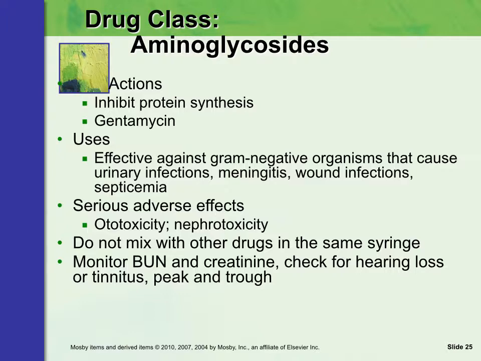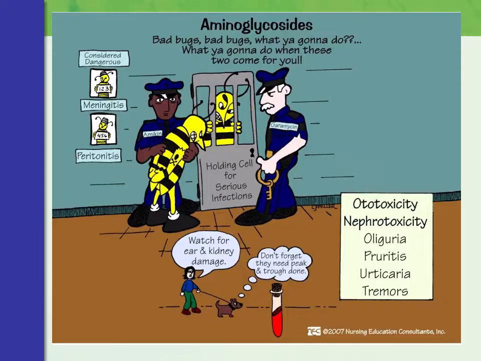Of course, with metabolites in a person with renal disease, since it's excreted through the kidneys, you'd have to watch the BUN and creatinine and check for signs of ototoxicity: the hearing loss, the vertigo, tinnitus. And check the peaks and troughs on the medication to see whether it's effective and what the blood level is. Aminoglycosides, it shows you the mentions in bold, the ototoxicity and the nephrotoxicity there.